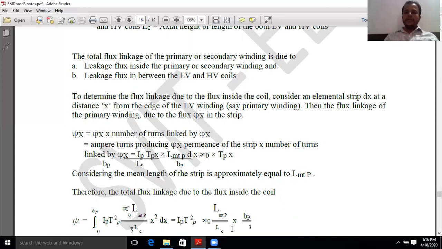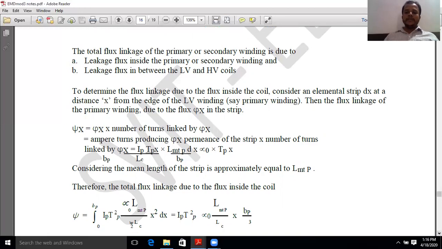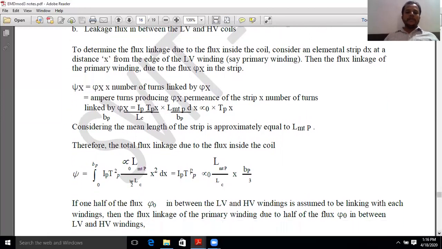Now this is divided by BP, 2 TP by 2 LC x square dx, and it is finally IP T square, IP T square P alpha naught, this is LMTP divided by LC, and it is now here BP divided by 3, BP divided by 3.